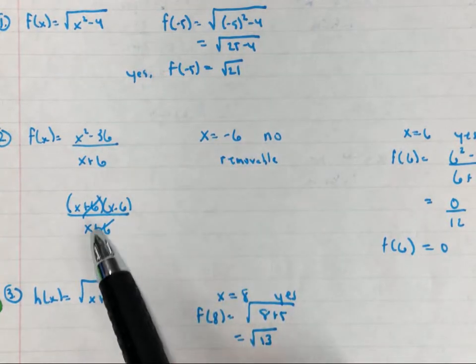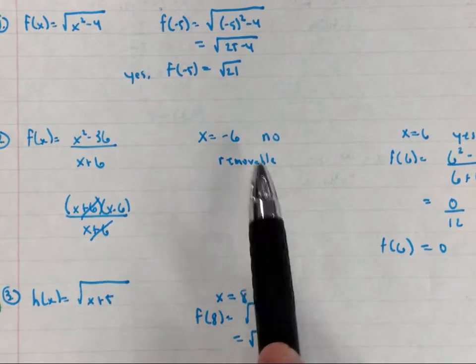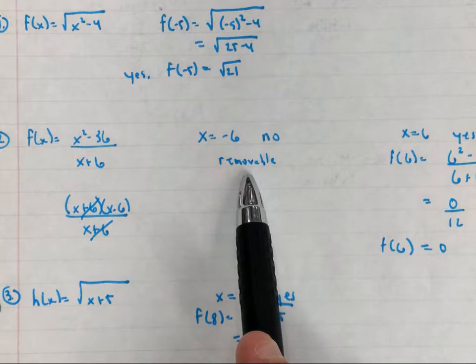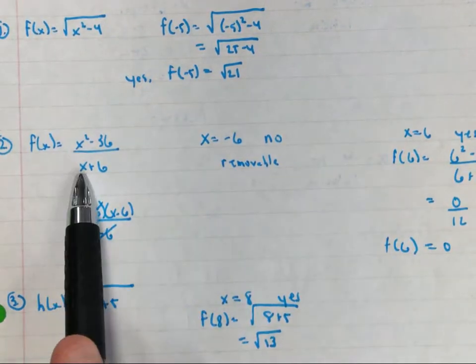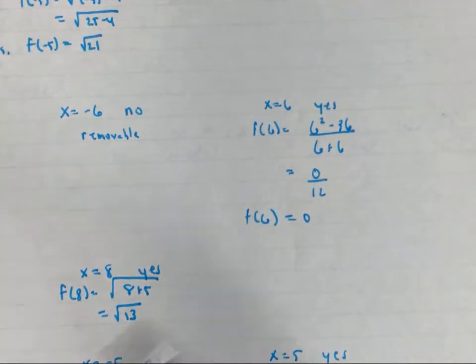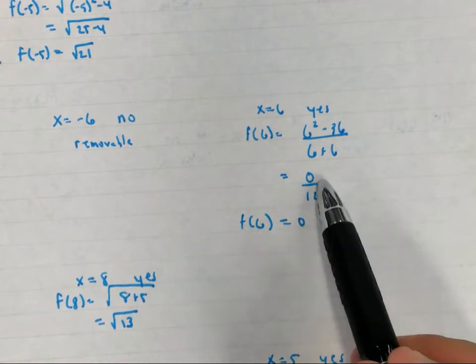Since if I set that equal to 0, won't that be related to the x plus 6? So that's why if I can remove it, it's removable. Does that make sense? At x equals 6, if I take 6 and plug it in, I didn't get 0 in the denominator. So that's continuous. And my value is f of 6 equals 0. 0 on top is 0.